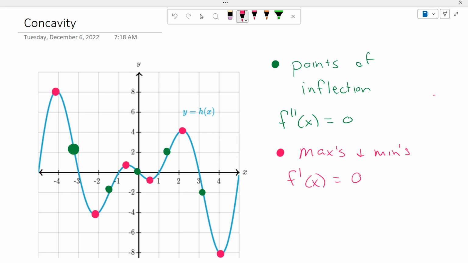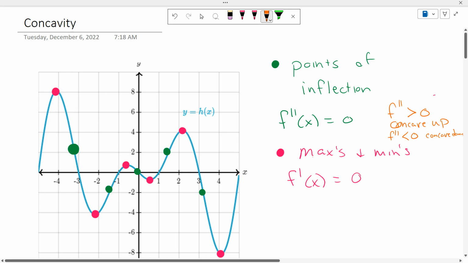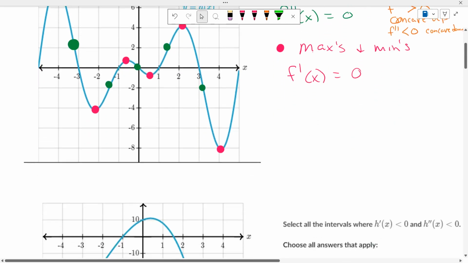And when you do a test, if you take the second derivative, if it's positive, then it's concave up. And if the second derivative is negative, it's concave down. And that's what we'll work on today, those concepts. Okay? Concave up, concave down, and so on.